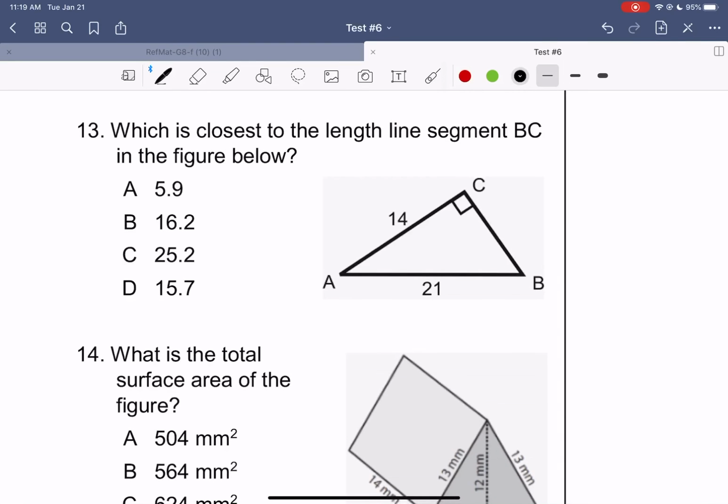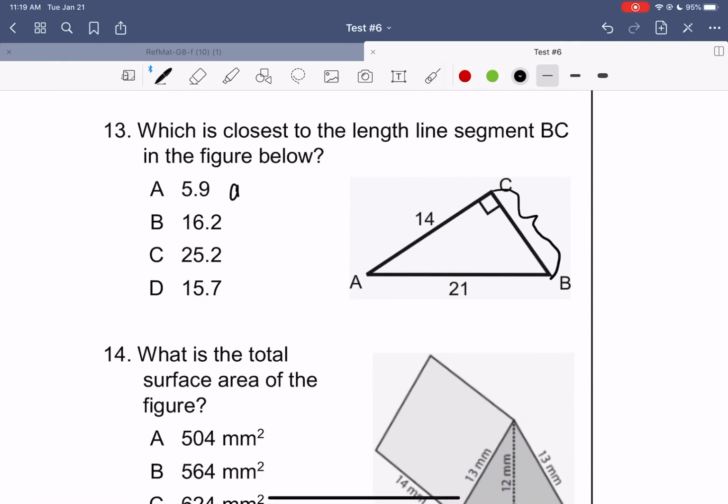Okay, what is the closest to the length of segment BC? So we're looking for this length here. So in order to solve for the side length of a triangle, we're going to be using the Pythagorean theorem, which states a squared plus b squared equals c squared. So I'm going to go ahead and label this as A, B, and C. We know that this one is C because C has to be the longest length. This is the hypotenuse.